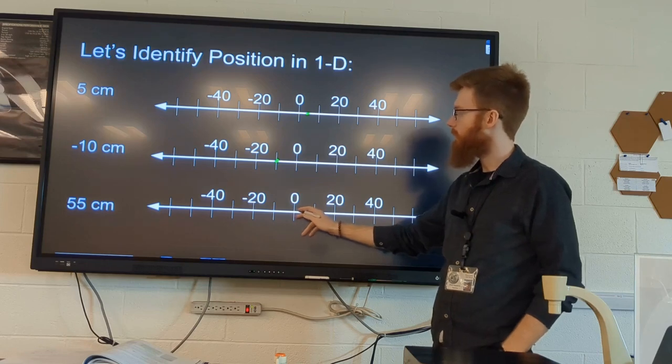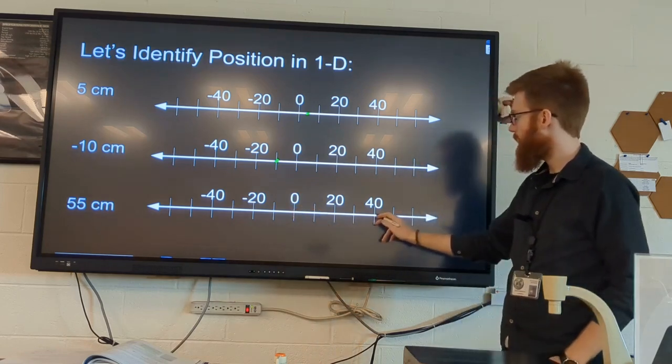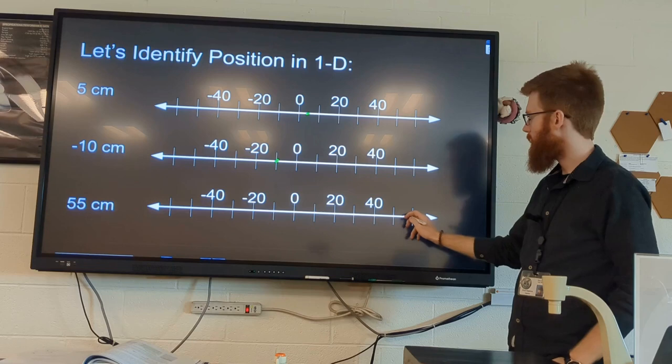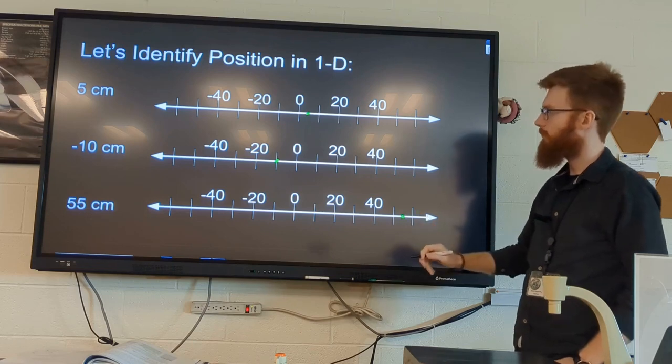Here, we're starting at 0, go to 55, so we'll go to 40. One more tick, that'd be 50, so half a tick would be 55.